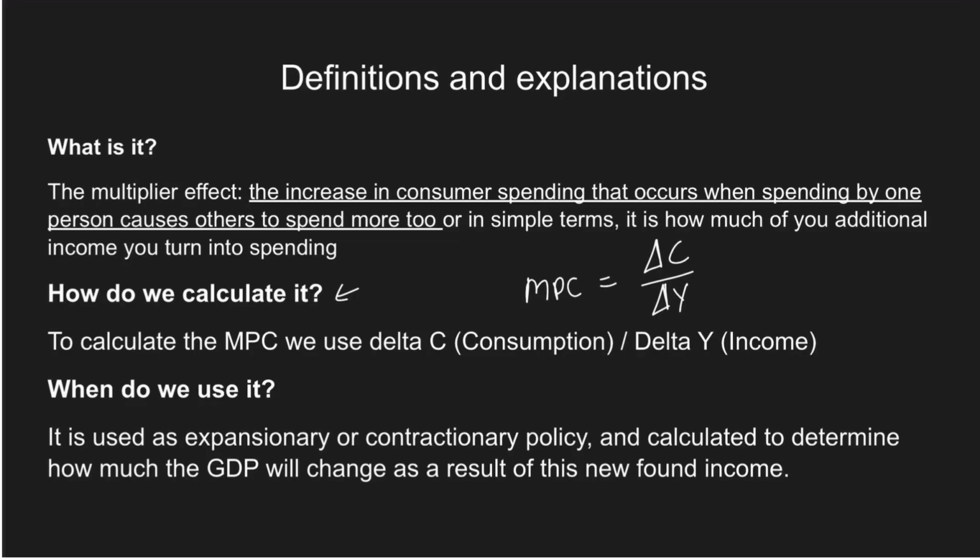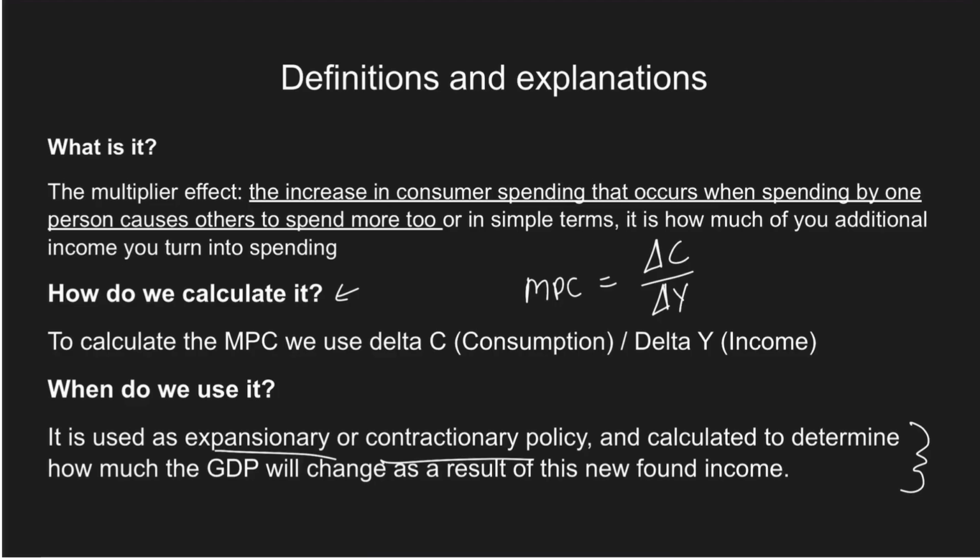Now, for these next examples, there's stuff that you've seen. We're just going to apply it in a different way and show the emphasis of the multiplier effect. The multiplier effect is often used in expansionary or contractionary policies and calculated to determine how much GDP will change as a result of this newfound income. So that's the overall view right here. You need to remember that, but you also have to remember that there are lots of other factors that the multiplier effect comes into.